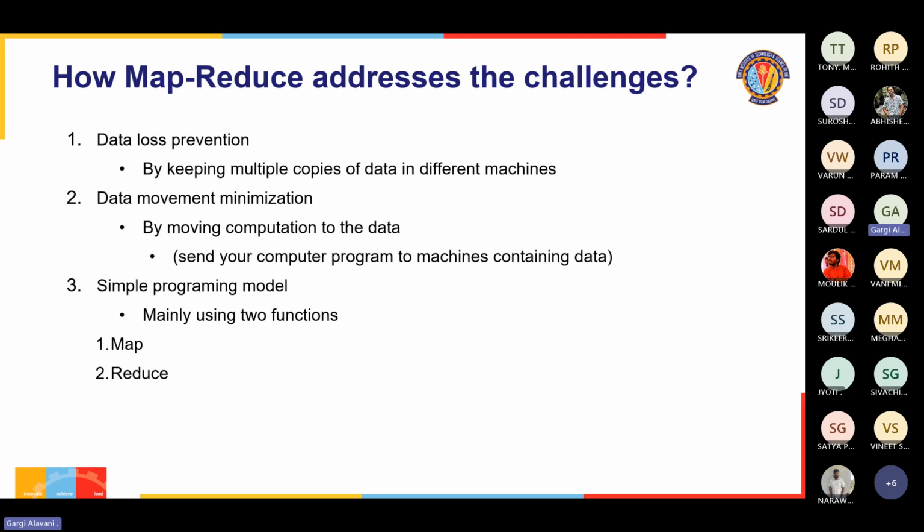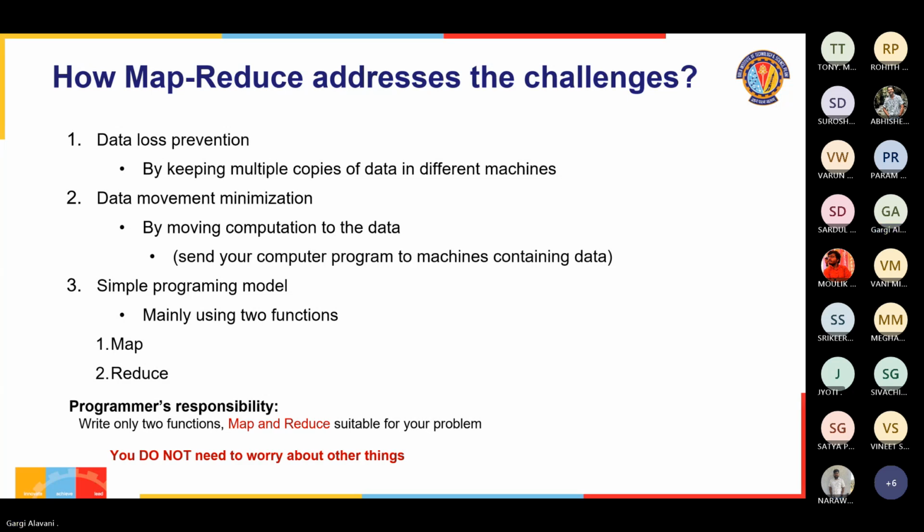MapReduce hides this complexity. It lets you write only two simple functions. The first one is map and the second one is reduce. Then the MapReduce framework takes care of everything else. You just have to provide these two functions, map and reduce. All other things are taken care of by the framework.